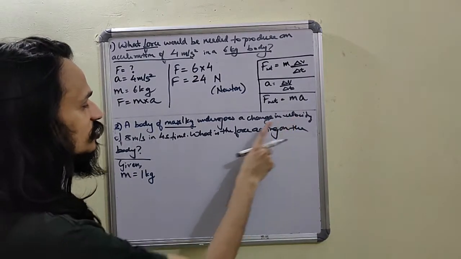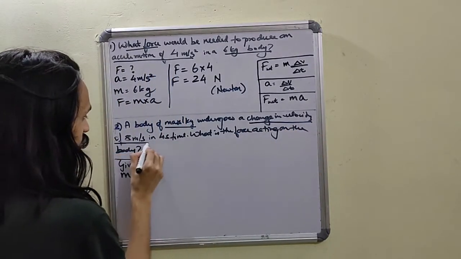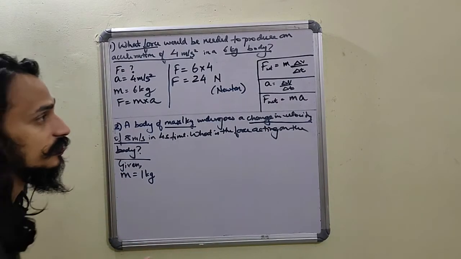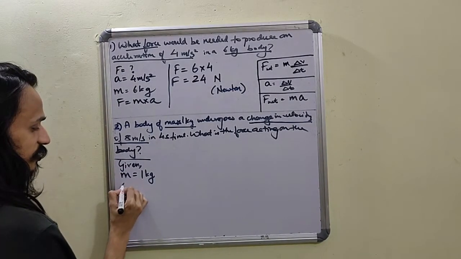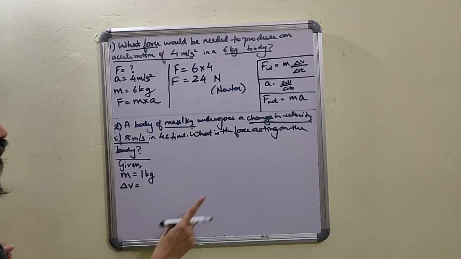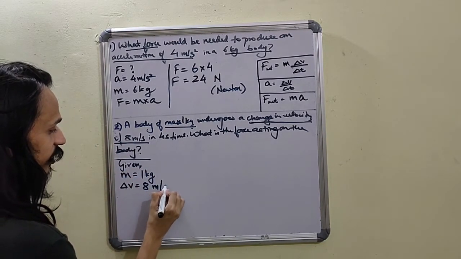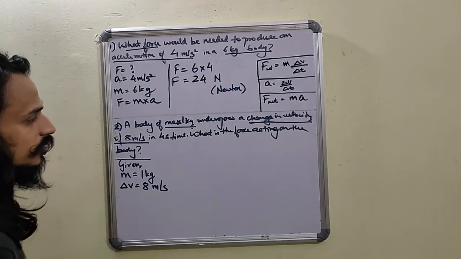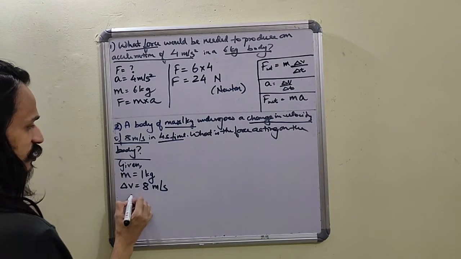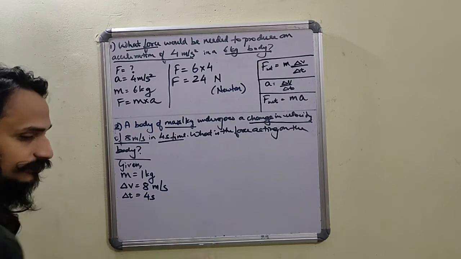Change in velocity of 8 meters per second. Notice, change in velocity, not just velocity. And we know what change in velocity means, right? Change in is delta, velocity is v. So I'll write delta v equals 8 meters per second, in 4 seconds time. So they've given me the change in time also. How much time does it take? Delta t is nothing but 4 seconds.